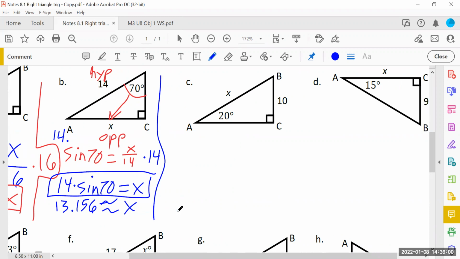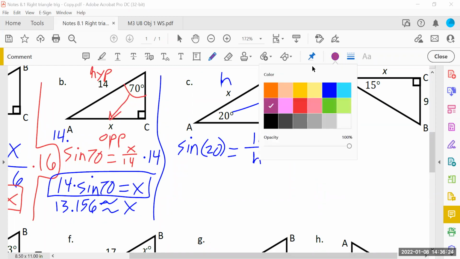Next, same idea, but this one's got a twist to it that makes it a little bit harder. When I set this up, I have the opposite side and the hypotenuse. Opposite, hypotenuse. I'm setting that up then with sine. So sine of 20 is equal to the opposite side 10 over the hypotenuse h. Here, I need to get that h out of the bottom.